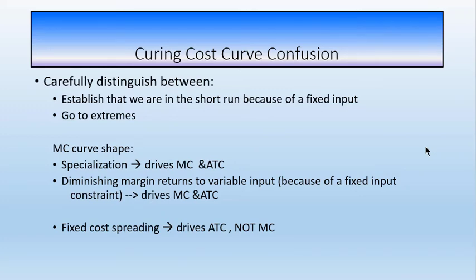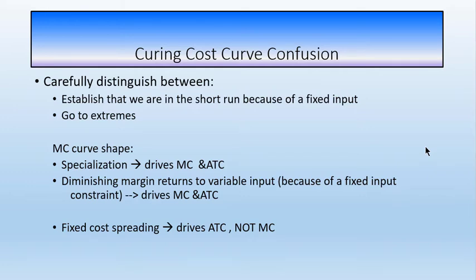This short video will cure cost curve confusion. So in this video, we'll carefully distinguish between the short run and the long run. We are in the short run. That means there's an input that's fixed. It's usually floor space or acreage, something along that line that we talked about.